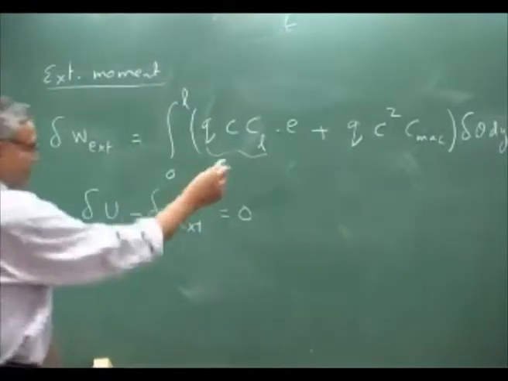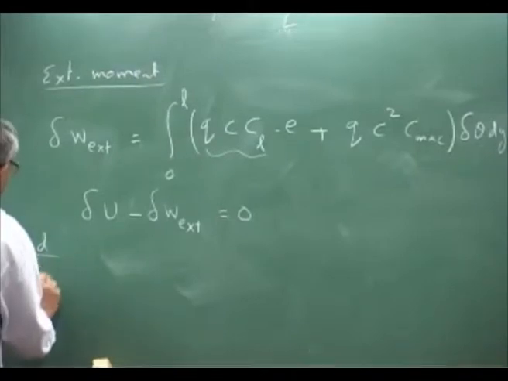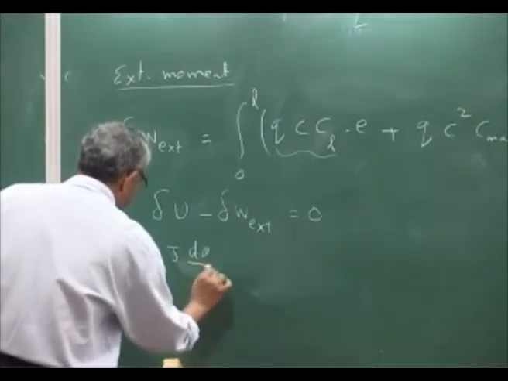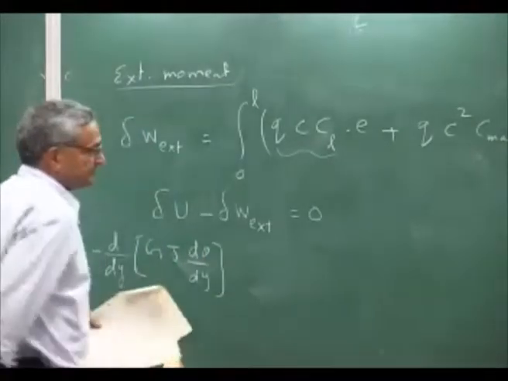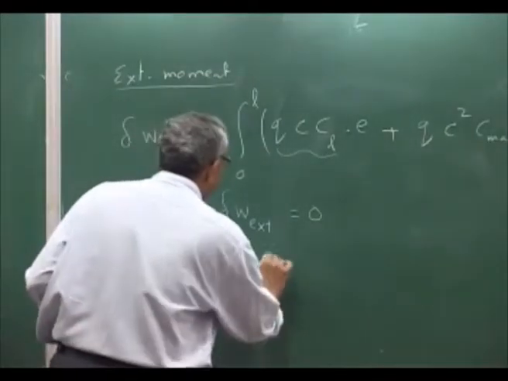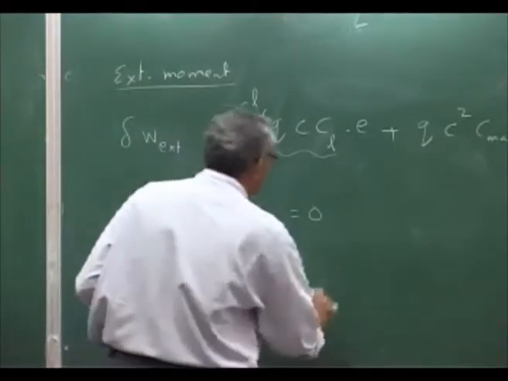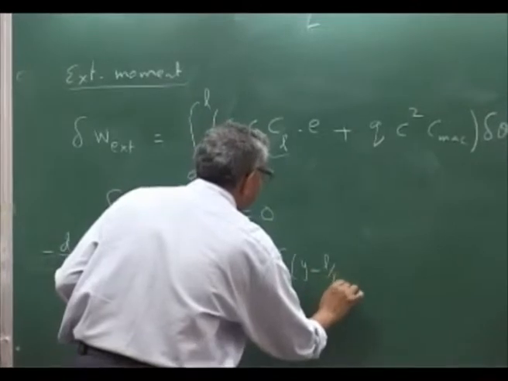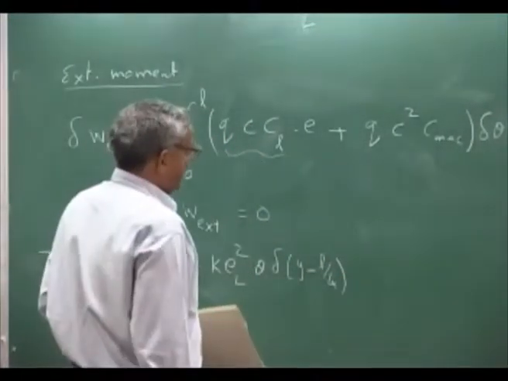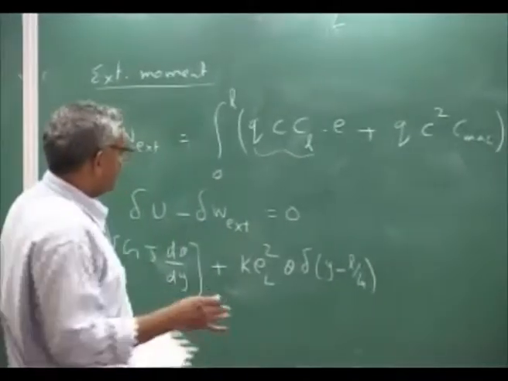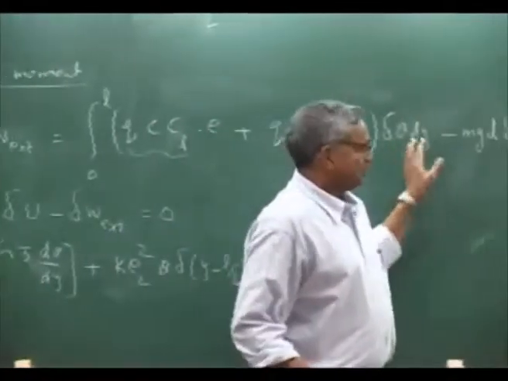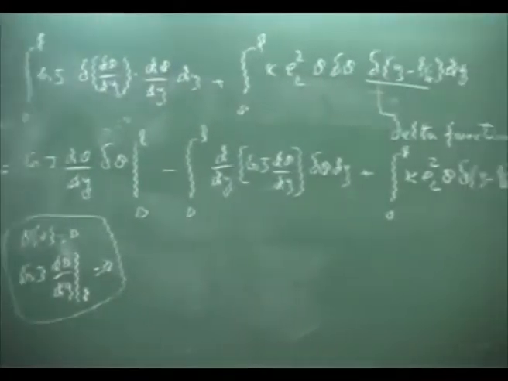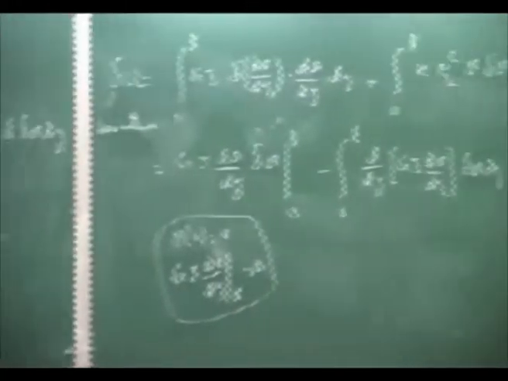So if you write like this, delta U, you will have minus d over dy of GJ d theta over dy, plus k_E L square theta delta of y minus L over 4. I am going to keep the delta theta term because every term has delta theta dy. This is a complete integral 0 to L. So finally we say delta thetas are arbitrary, therefore the integrand must be 0. That is what we are going to write.